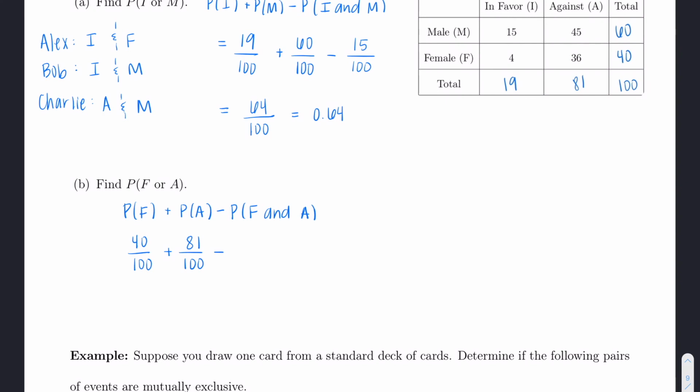But to continue this example, the probability of being both female and against is going to be 36 out of 100. And so this is going to equal 85 out of 100, or 0.85.